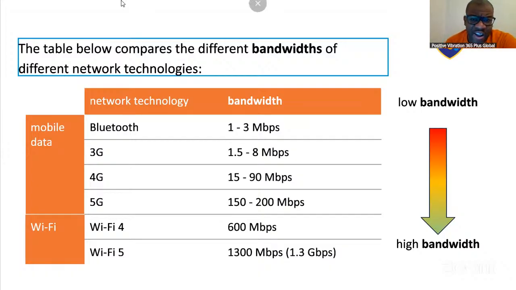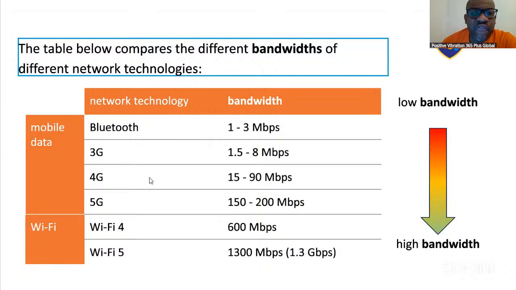So if you look at my diagram here, let me try and bring it home. If you are using Bluetooth to transfer a file, Bluetooth ranges anywhere from 1 to 3 megabits per second. So if you have very large files, it's going to take a very long time and it's likely to fail and you have to restart again. If you have 3G, which is your phone data, it's going to take anywhere from 1.5 to 8 million bits per second. So yes, you can do more per second than with Bluetooth.